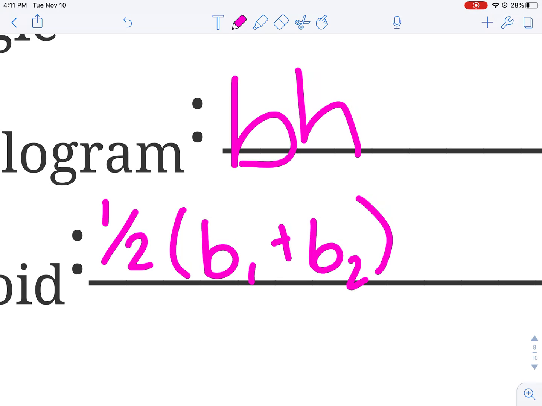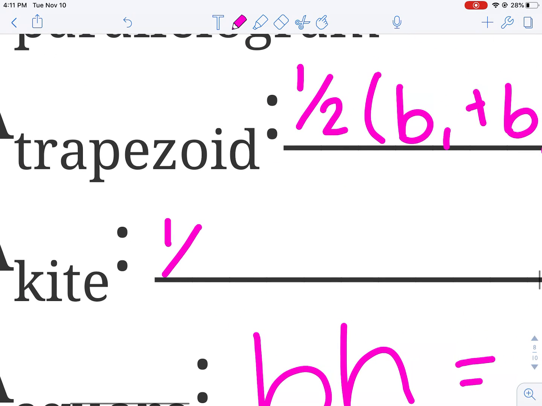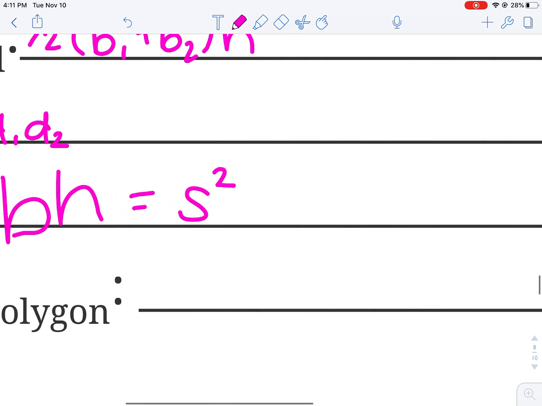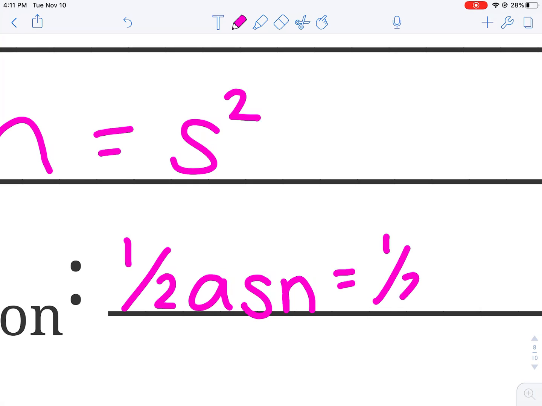I'm recording at school. Times my height. My kite then will be 1/2 diagonal 1 times diagonal 2. My regular polygon is the one we learned today. I have a choice. I can do 1/2 the apothem times the side length times the number of sides, or I can do 1/2 the apothem times the perimeter.